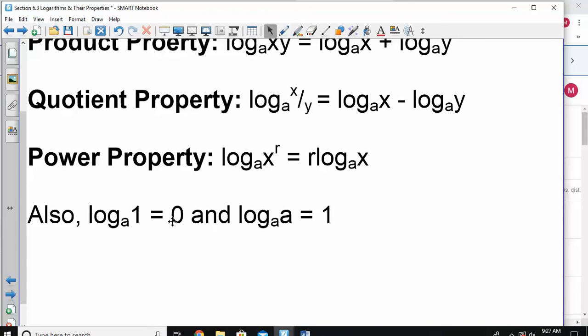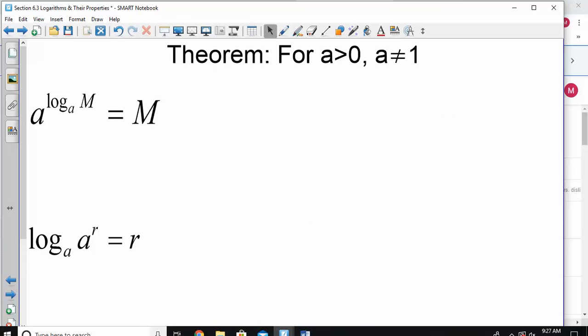There are two other properties that we didn't talk about so much in Algebra 2, but I am going to go ahead and mention. And those will be the two properties that we're actually practicing today. For a positive base other than 1, a to the log base a of m power equals m. You want to make sure you get these written down. And the second one, log base a of a to the r power equals r.